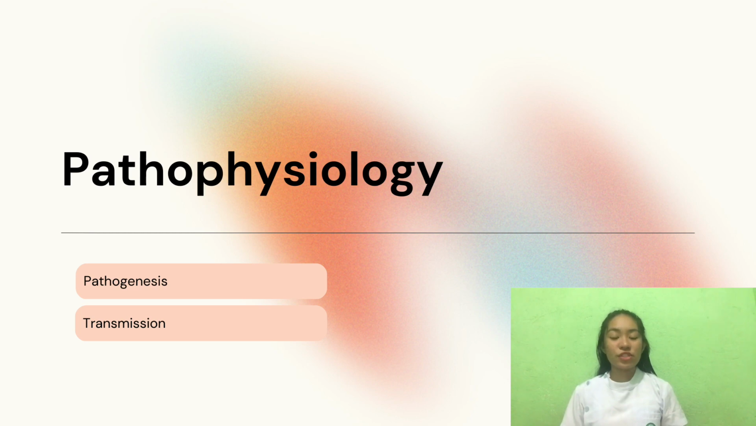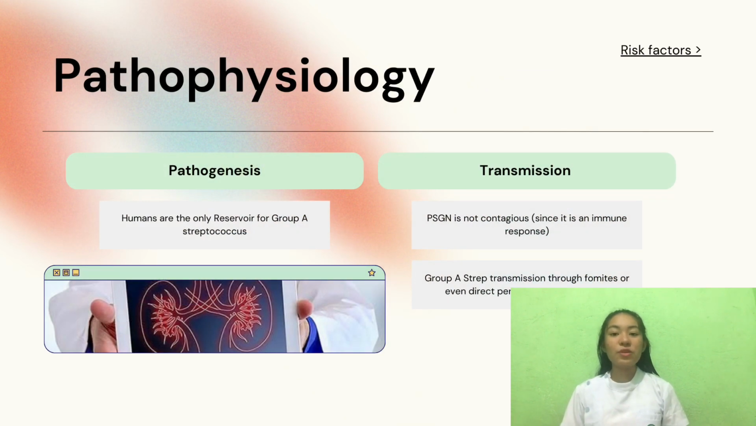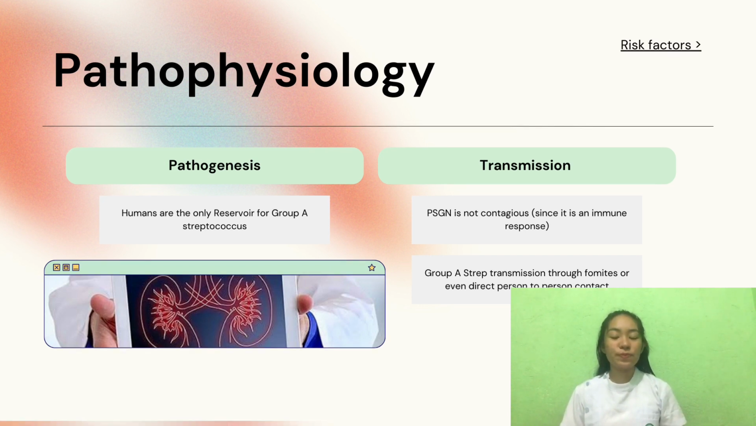For the pathophysiology, it involves pathogenesis and transmission. Humans are the only reservoir for Group A Streptococcus. The streptococcal antigen-antibody complexes are deposited in the kidney's glomeruli. These immune complexes cause tissue damage and reduce kidney function by inducing an inflammatory response in the region.